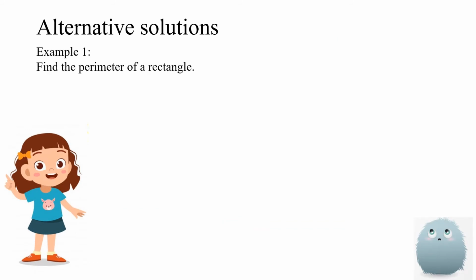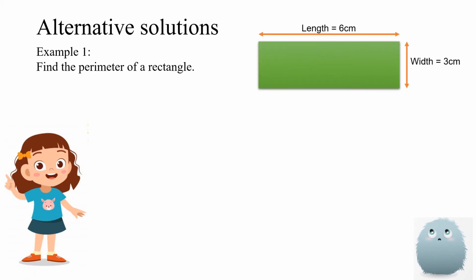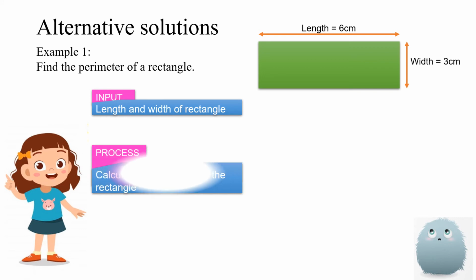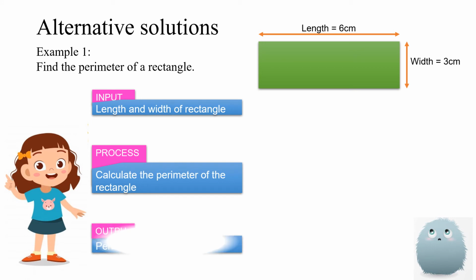Let's look at an example. Finding the perimeter of a rectangle. This rectangle has a length of 6 centimeters and a width of 3 centimeters. So we have to analyze the problem using inputs, outputs and process. The input is the length and width of the rectangle. The process is to calculate the perimeter of the rectangle. The output is the perimeter of the rectangle.